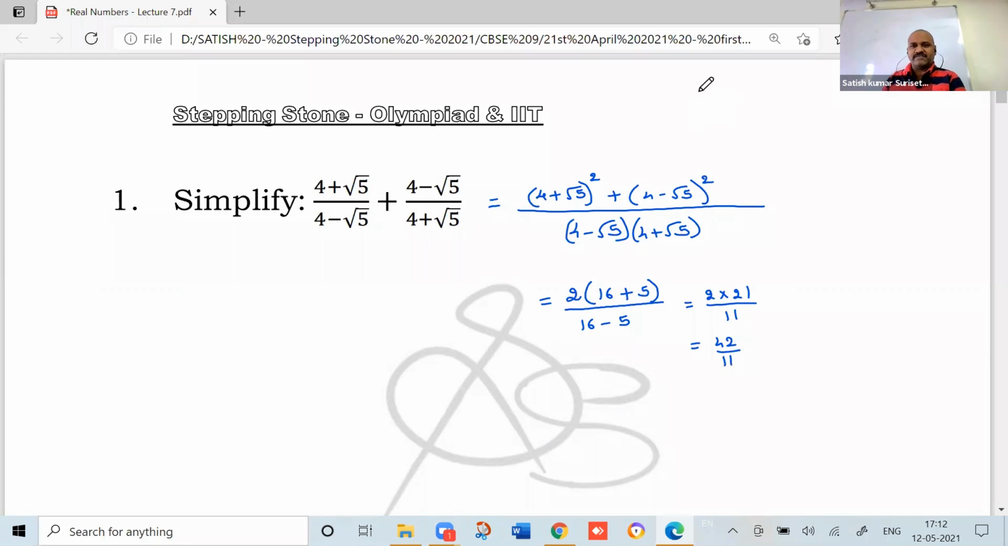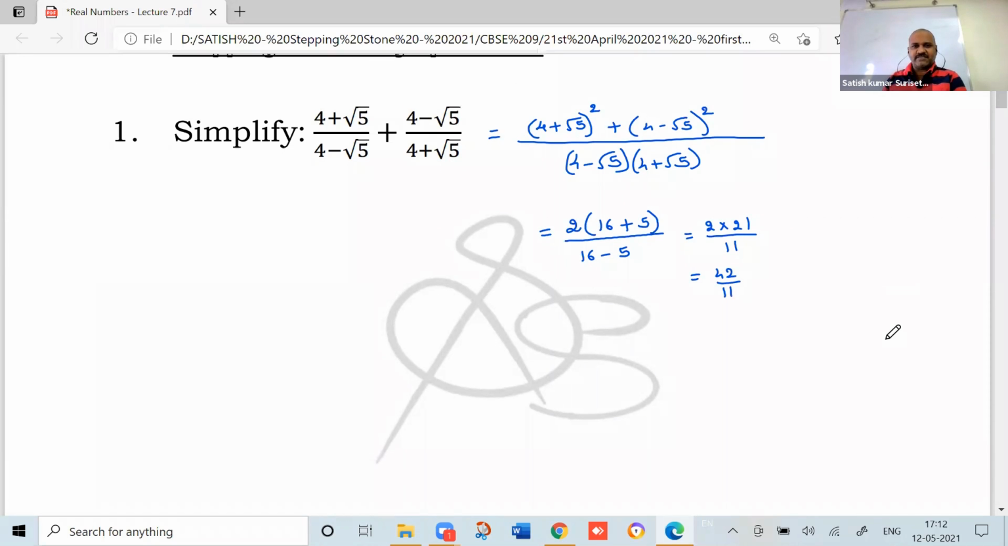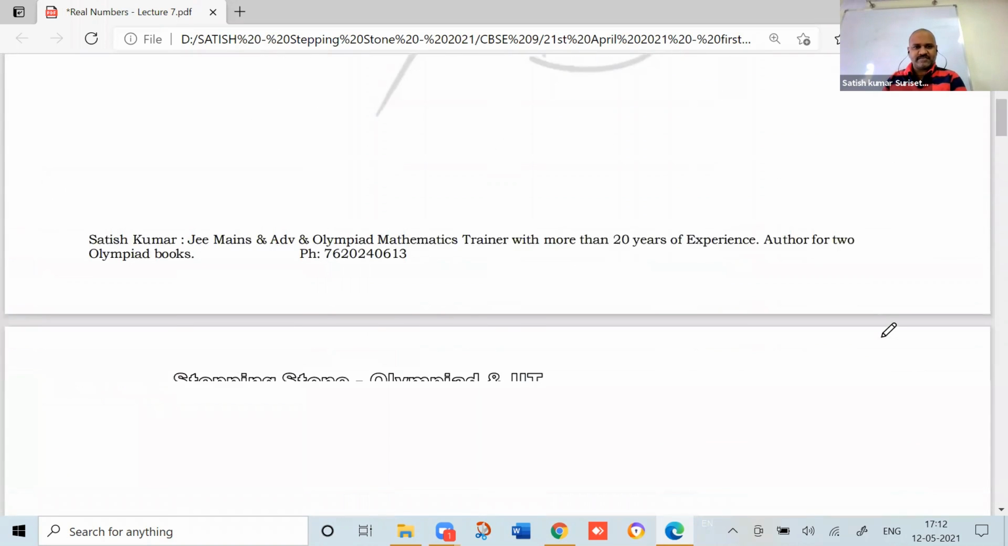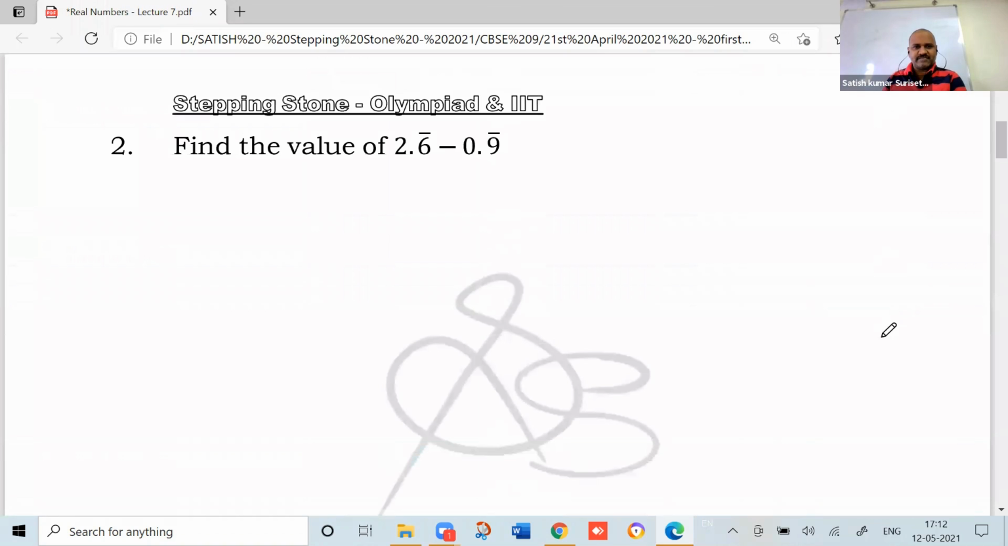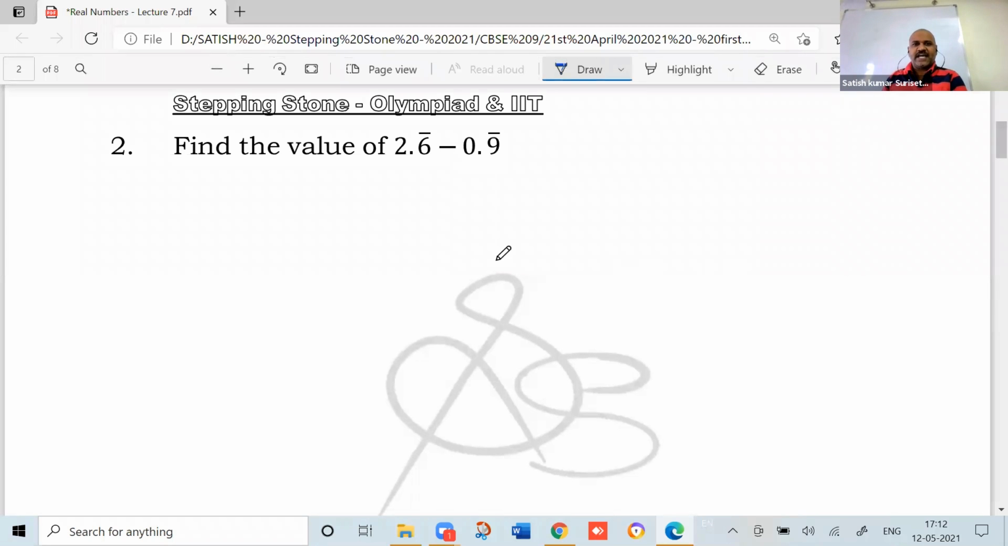Anybody got the same answer? Have you understood? Now, try the next problem. Like this problem, you have done before also. Now, find the value of 2.6 bar minus 0.9 bar. Are they rational numbers or irrational numbers?